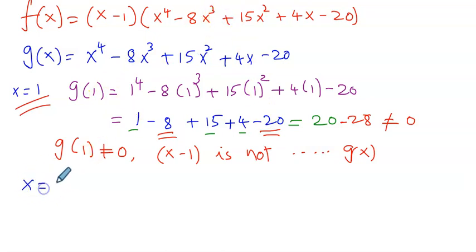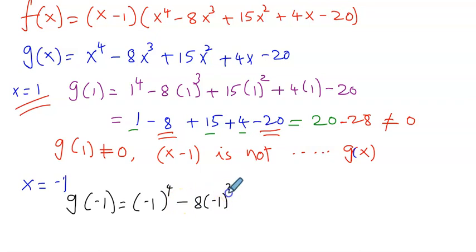I will have to take x is equal to negative 1. Are you seeing the process now? Because I didn't get a 0, I'll have to go to the next one. Suppose I get a 0 like the previous case, I'll just go to synthetic division and reduce the polynomial. So now let us try with negative 1 within this g of x. That is g of negative 1 is equal to negative 1 to the 4th power minus 8 times negative 1 cube plus 15 times negative 1 square plus 4 times negative 1 minus 20.